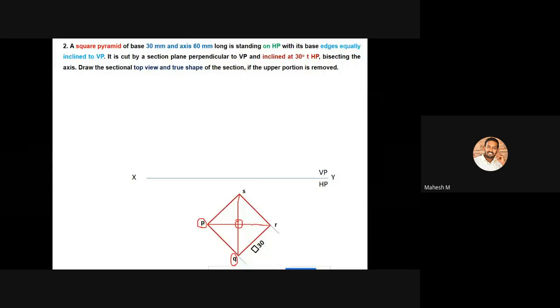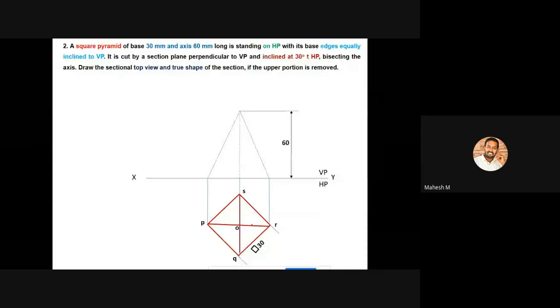Okay, so after doing this, you can project all the points towards the front view, and also project the center point. Since the height of this pyramid is 60, you have to create your axis with a height of 60 mm. Then you can connect all the corners towards the apex point.